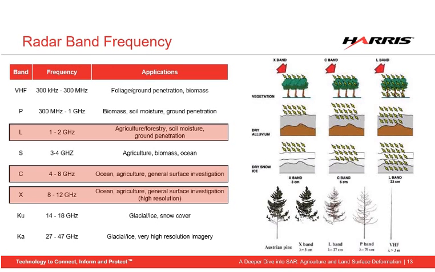For a quick refresher, radar bands are the frequency of the signal that is emitted from the instrument. The most commonly used band frequencies are highlighted here in red. Band frequency is directly related to what is seen by the SAR sensor. So, for example, longer wavelengths or lower frequency SAR signals penetrate deeper into material such as vegetation and soil.